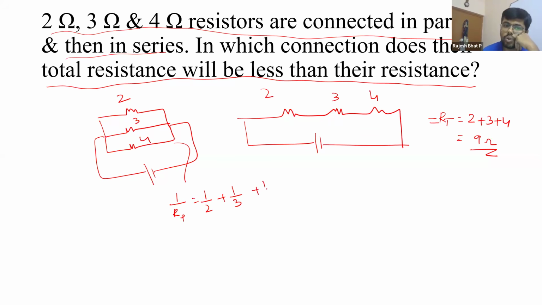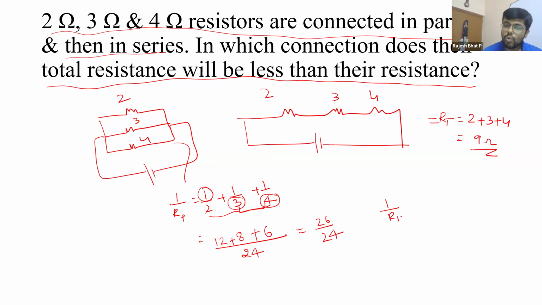Sir, when 3 numbers come, how to do it? Very simple. Just multiply all the 3 numbers. 2 3s are 6, 6 4s are 24. Then you hold 2 and multiply the other 2 numbers, 3 and 4: 3 4s are 12. Similarly, 2 4s are 8, and 2 3s are 6. So basically let us add, it becomes 26 by 24. Is this the answer? No, I have to reciprocate.